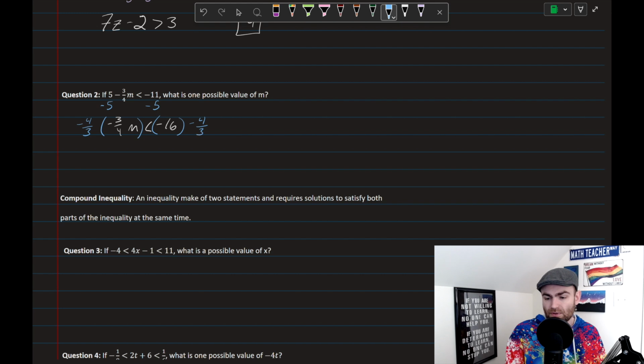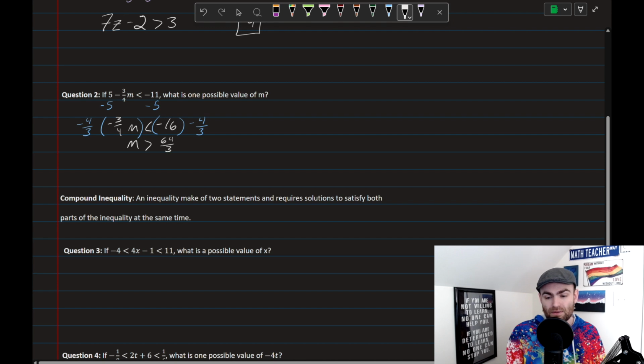Now, if you multiply or divide by a negative, this is where a huge difference comes in. Your symbol changes. So our less than is going to flip into a greater than, which is why I like staying positive with my variables when I was solving equations. Negative times negative is a positive. 4/3 times 3/4 is 1. So we have m, and then negative 16 times negative 4 is positive 64. Divided by 3, we have positive 64 thirds.